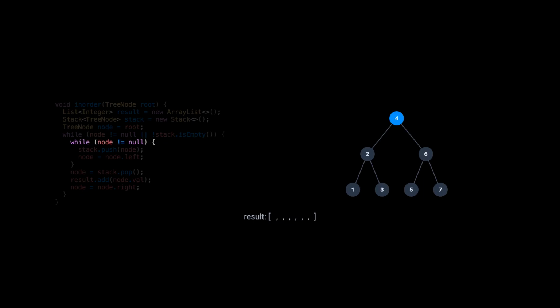Inside the loop, we go all the way left. While the node is not null, we push it onto the stack and move to its left child. That way we reach the leftmost node first.